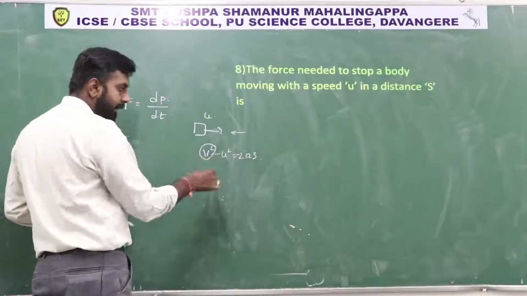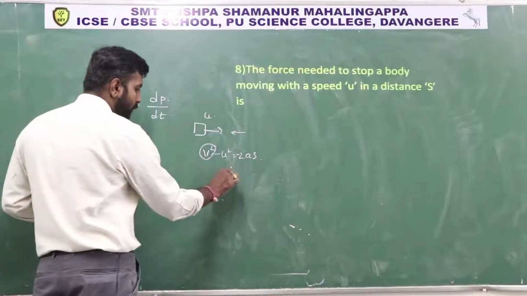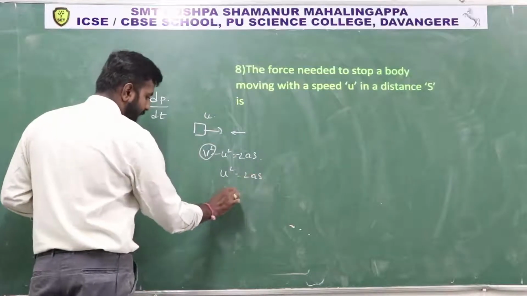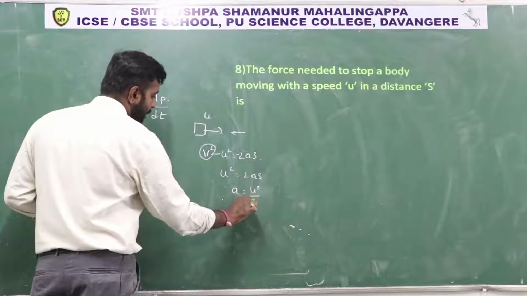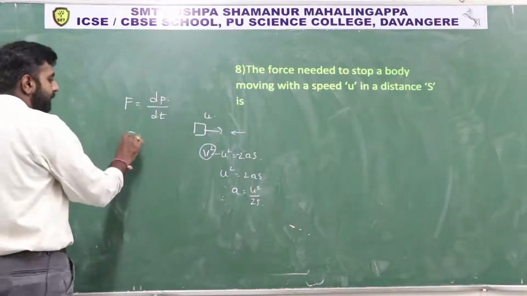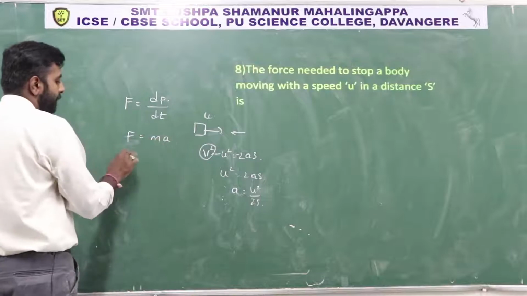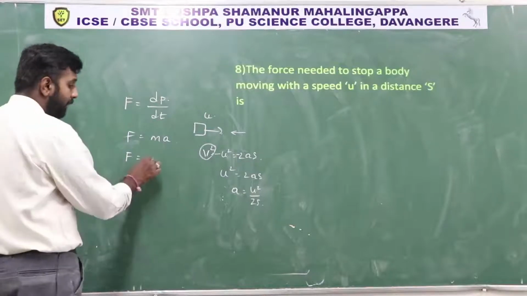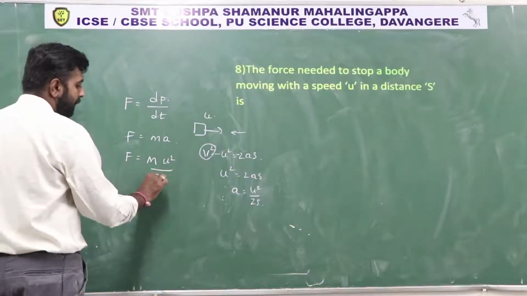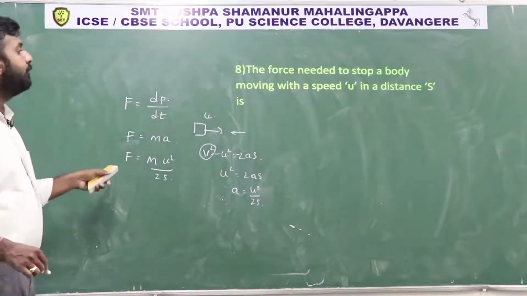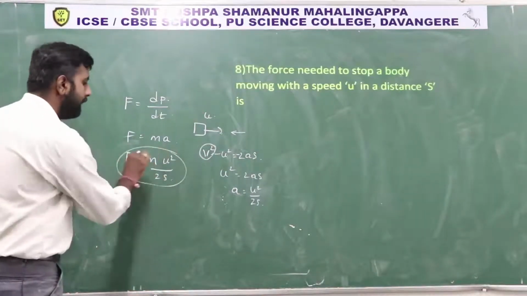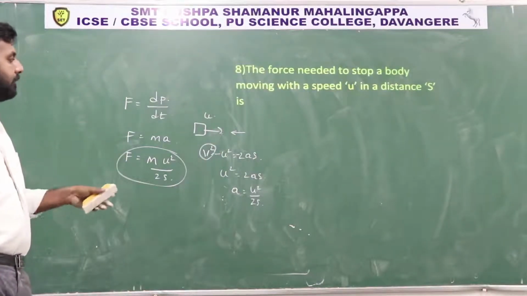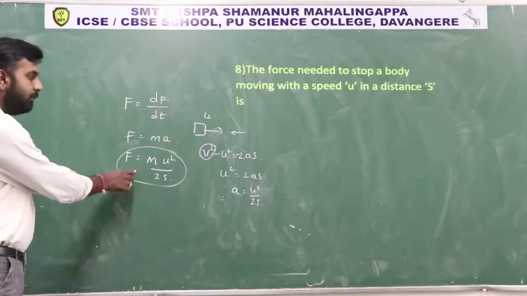So that also you can consider it as minus, hence u square you will get as 2as, and s is equals to, or a is equals to, you will get u square by 2s. Now this is dp by dt, this you can write it as m into a also. Then F is equals to m into a. M into a value is u square by 2s. This force is needed to stop a body moving with speed u in a distance s. So remember this formula.